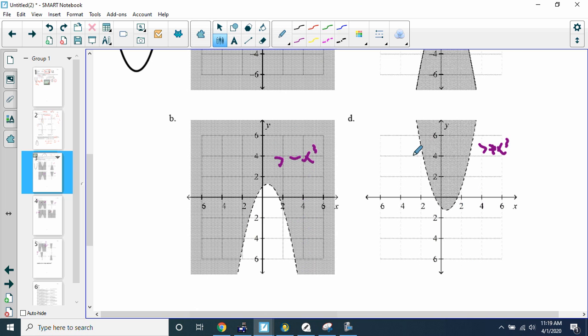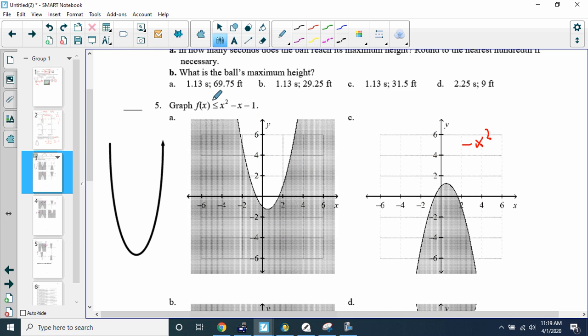We'll talk about the shading in a bit. This one would also be a negative x squared. So this one here would be a negative x squared also because it's going down. And this is a positive x squared because it's going up. Now, it says less than or equal to. And this one here is a positive x squared.